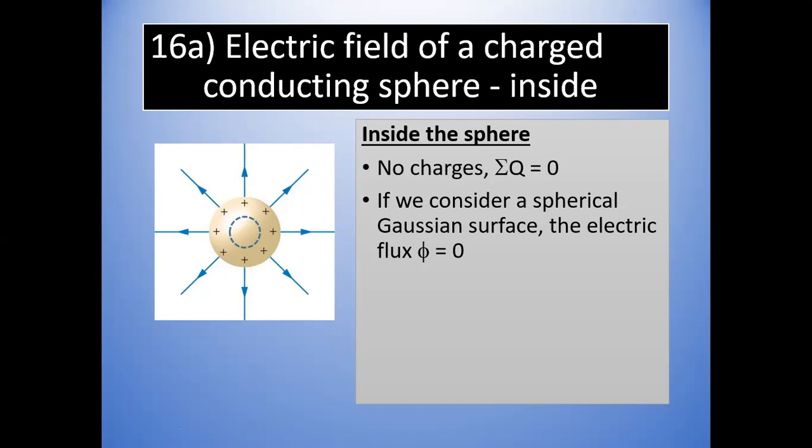We want a Gaussian surface. We want to find the flux inside the sphere. So we take a spherical Gaussian surface. There's no flux there because there's no charge there. So the electric field is zero inside. Right? You cannot have an electric field. If you have an electric field, it means the charge will be moving. The charge is stationary. It's not moving at all. So it must be on the surface.